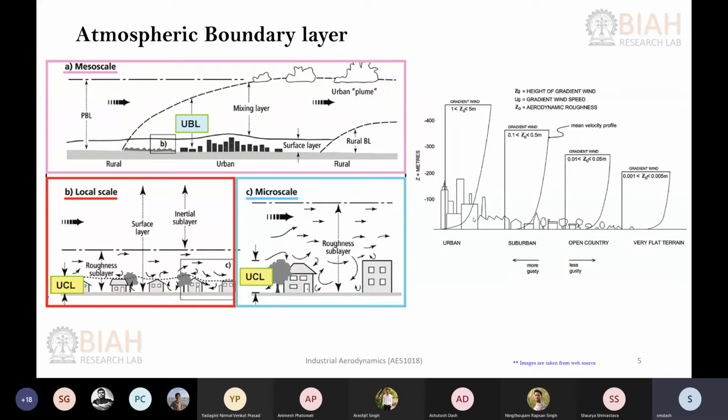Also, here I have shown that if the terrain condition is different, like a highly industrial terrain, how the boundary layer evolves, and if you have flat land or forest land or a mixture, how the terrain affects the evolution of the boundary layer. We will be looking into that. So this is again about the wind, knowing about the wind, and that continues.